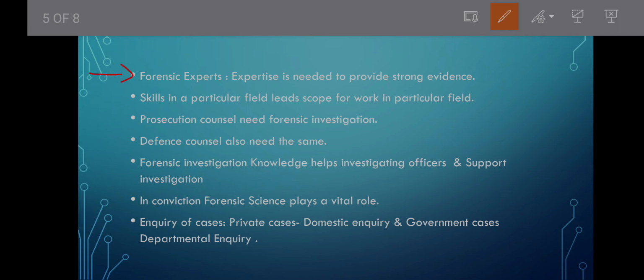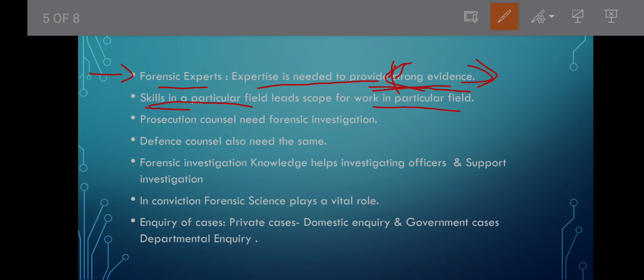When we talk about engineering, we have a forensic engineer. A forensic expert is someone who has expertise in that particular field, meaning expertise is needed to provide strong evidence. Why do we need a forensic expert? Because everything needs to be proved, right? No one will believe if we don't prove anything. So in order to prove anything we need strong evidence, and that can be given by a skillful person. Skill in a particular field leads to scope for work in that field.